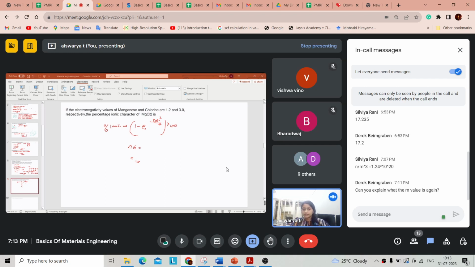Just write what is the answer you have got. So your delta E value will be 1.8. Substitute that and you will get the answer.